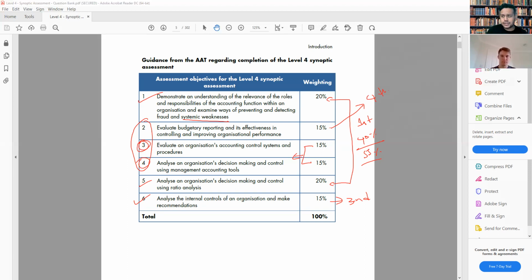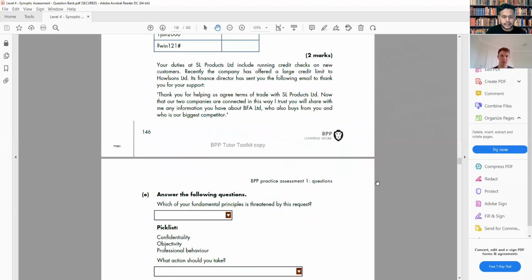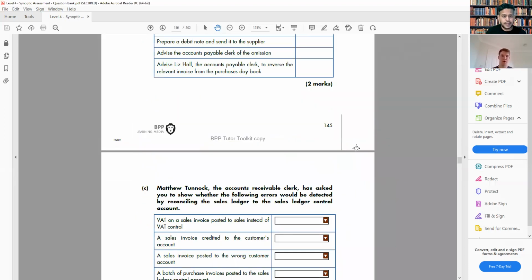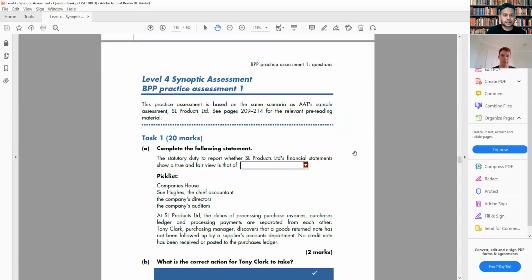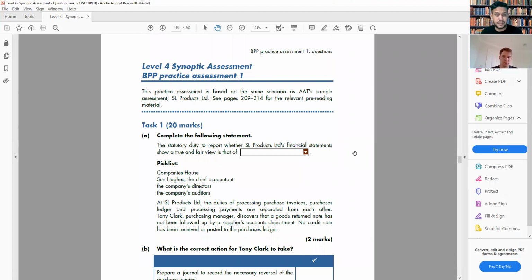Now let's go to one of the practice questions here, just to look at what we discussed and how it matches. We'll take one of the practice questions from this question bank, BPP. Let's look at this one, the BPP practice assessment question 1. Now, as we said, the first question is for 20 marks, isn't it? And you can see the first question is for 20 marks.